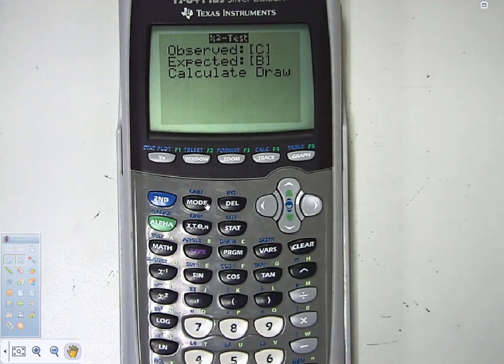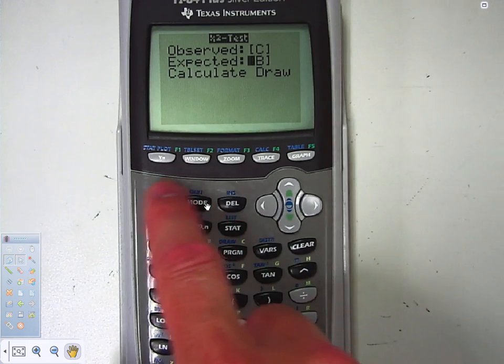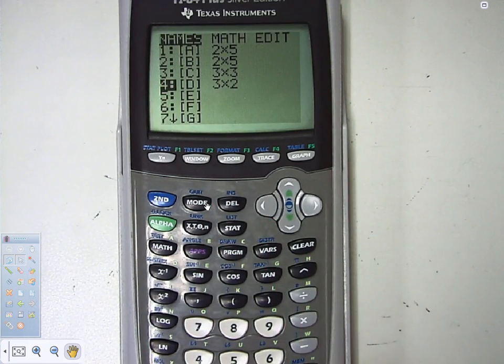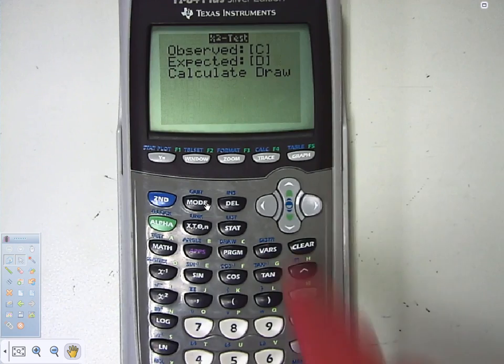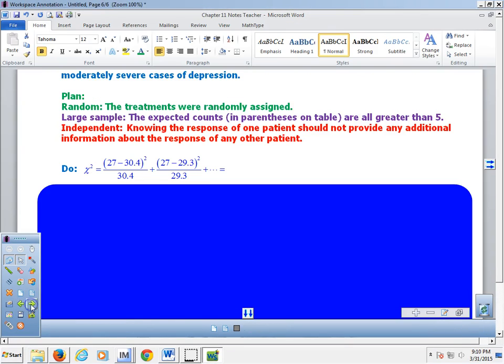So I just simply go to second, x to the negative first, and choose C. And I want the expected to be not put in B, but put in D. So arrow down to D and hit enter. And then I calculate, and there's everything for us. So our chi-squared statistic is 8.7, which we're going to want to write down. Our p-value is 0.069, and our degrees of freedom, again, are 4 because we do one less number of rows, one less number of columns, and that's going to be 2 times 2, which I'm pretty sure is 4.